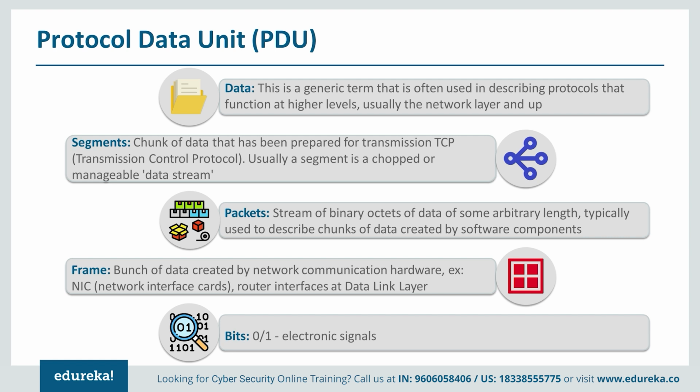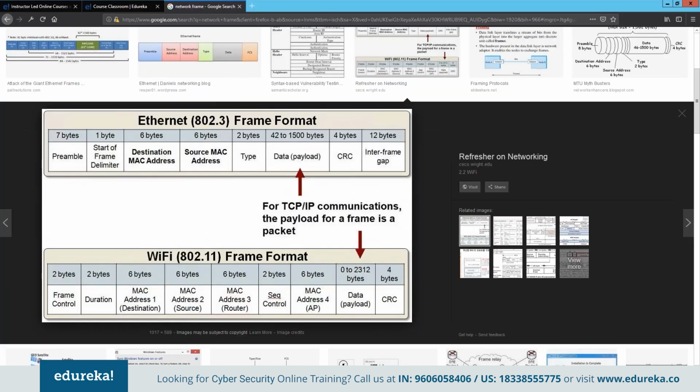The second one is frames. A frame is on layer 2, the data link layer. It's a bunch of data created by network communication hardware, so the NIC card or router interface creates a set of information. This is how a frame looks like. It's the 802.3 frame format, or the 802.11 frame format. The frame format will have the destination MAC address to where the information has to go, the sender, and the MAC address of the router or access point.